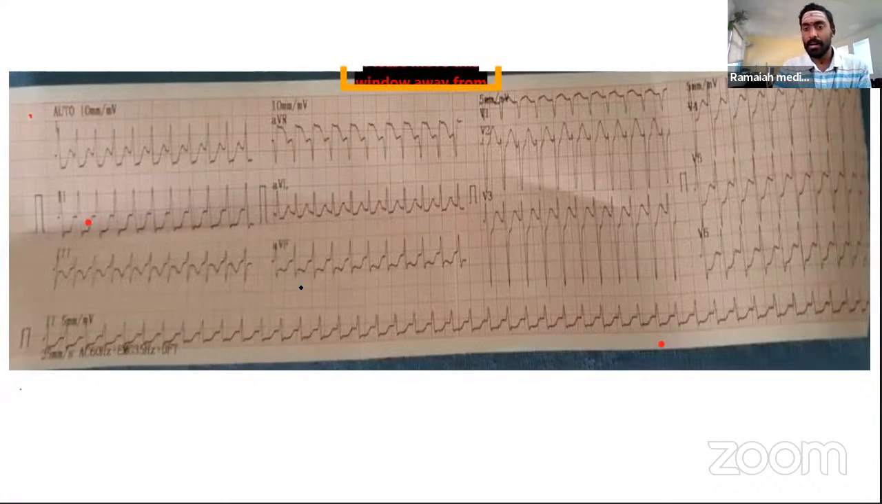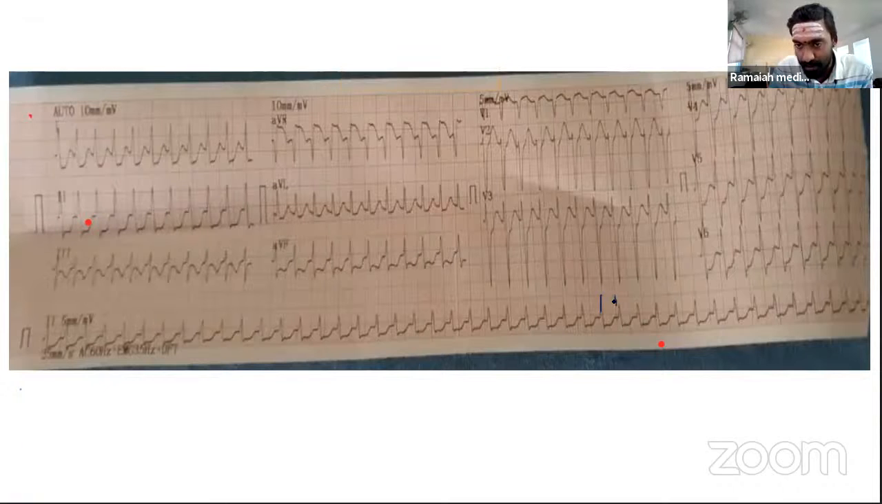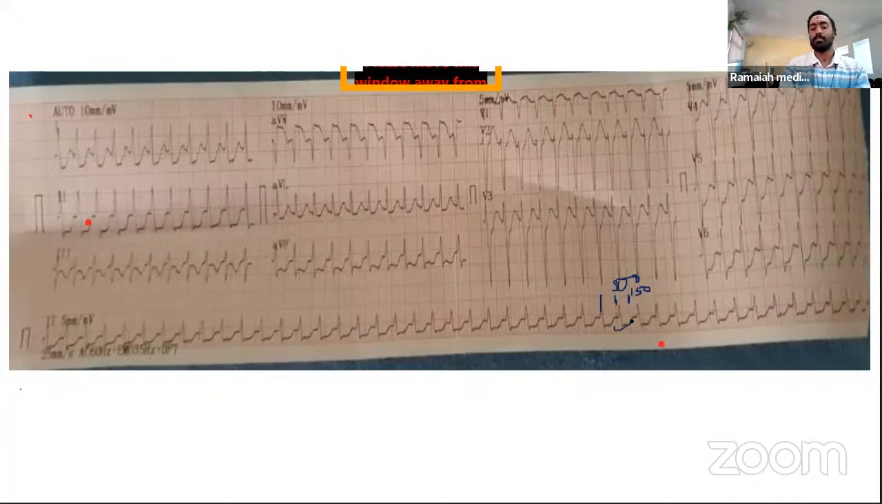300, 150, 100. To use that, you take the R wave falling on this line and start counting the number of boxes to the next R wave. Here it is 300, the next is 150. If the next R wave were here, it would have been 150. But it is less than 300 and more than 150, so somewhere around 200 to 250. So that is the heart rate here.